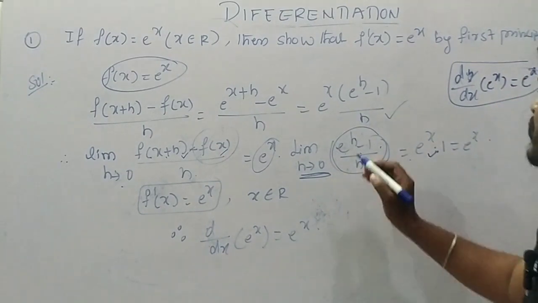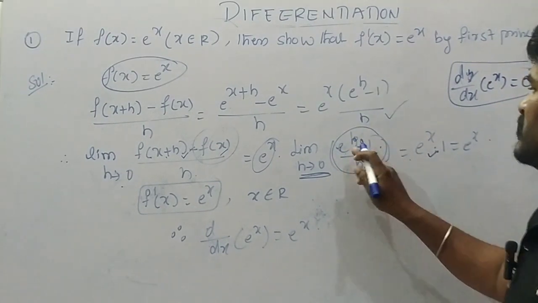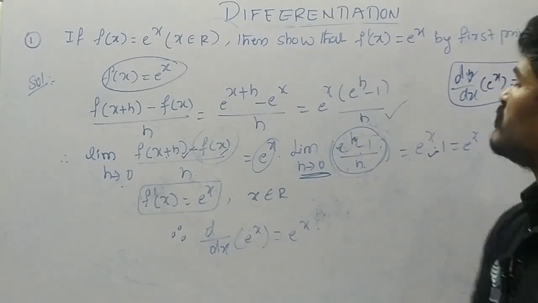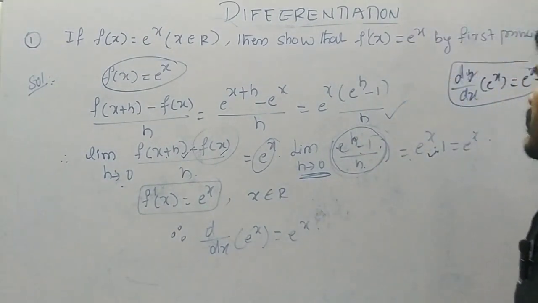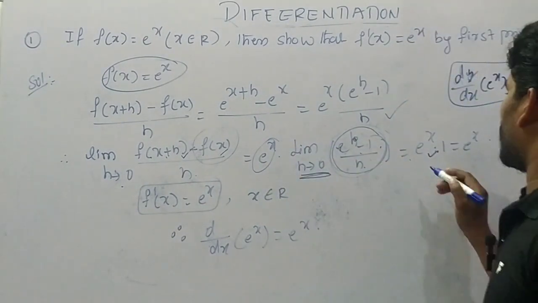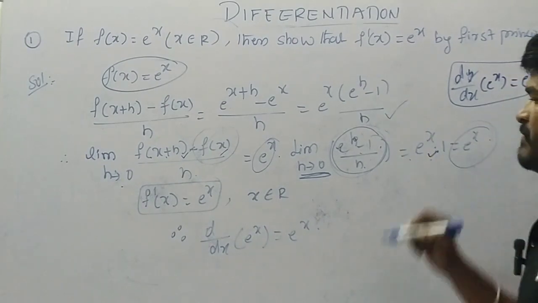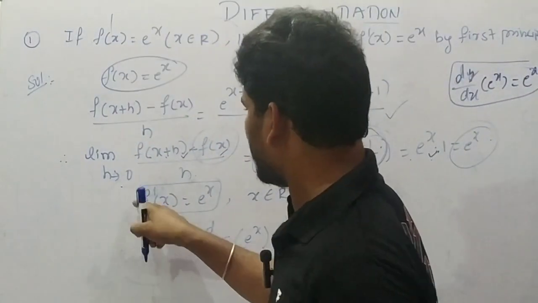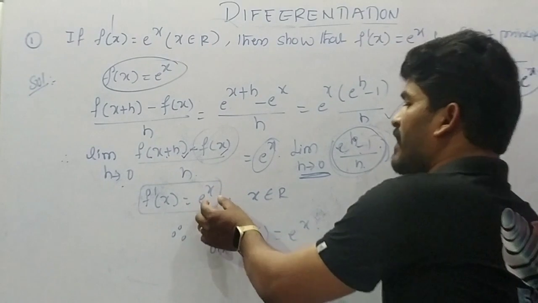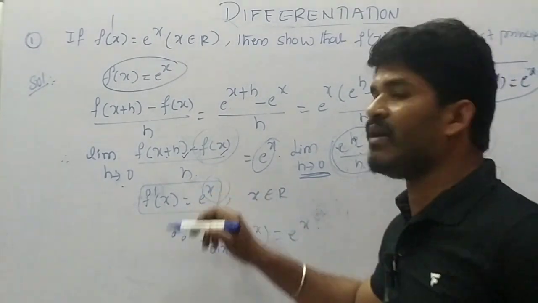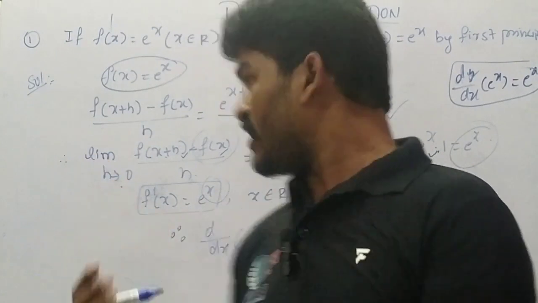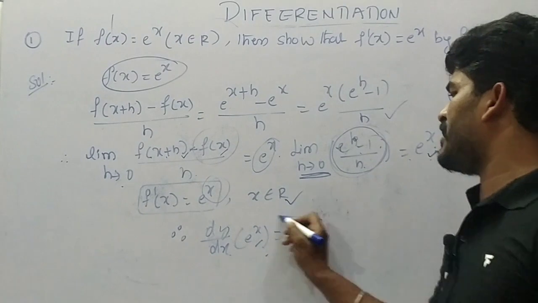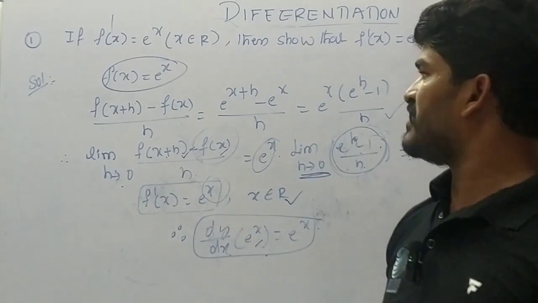Observe that as h tends to 0, e power h is e power 0, which is 1, so e power h minus 1 is 0 over 0, which is why the limit has to be evaluated as 1. Therefore e power x into 1 gives e power x. So f dash of x equals e power x, where x belongs to real numbers. Therefore dy by dx of e power x equals e power x. This is the formula, and this is the proof.